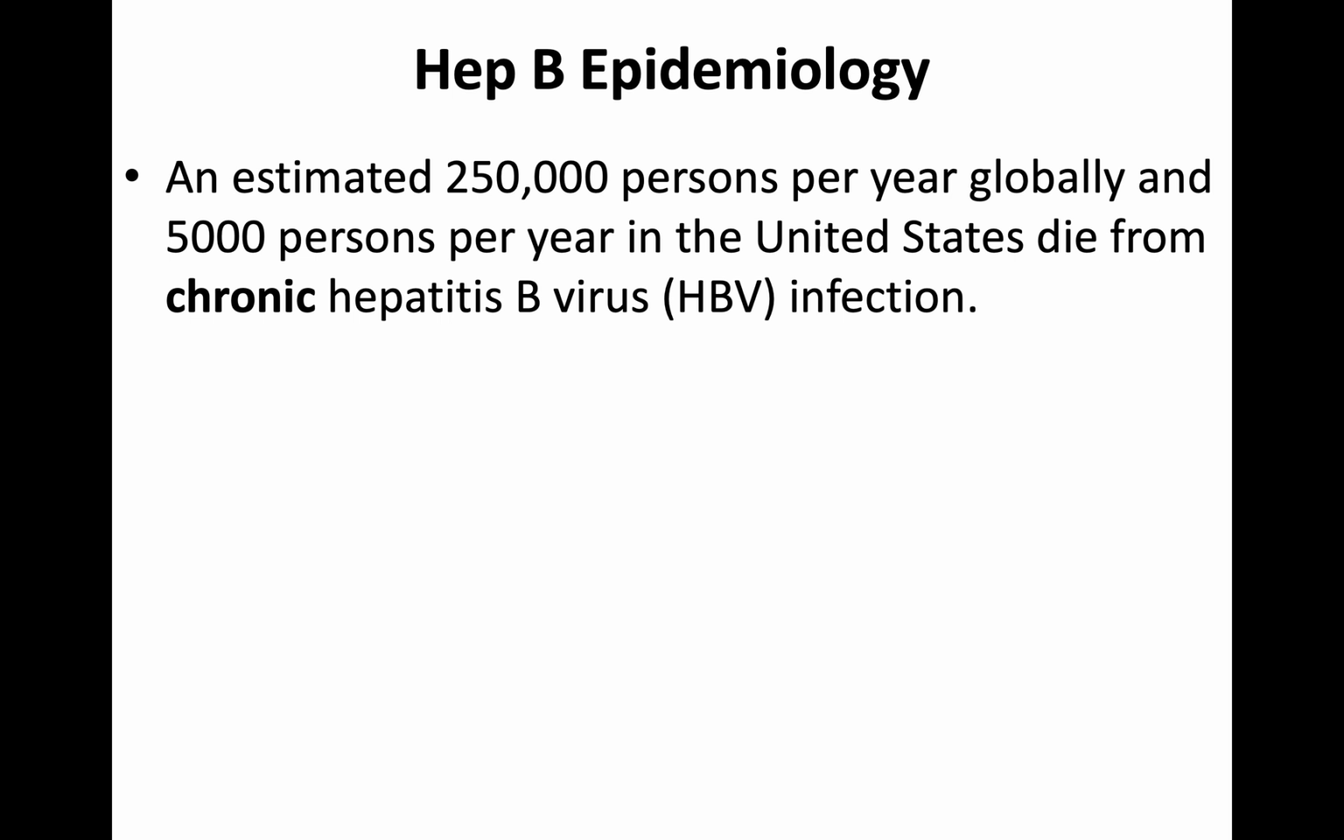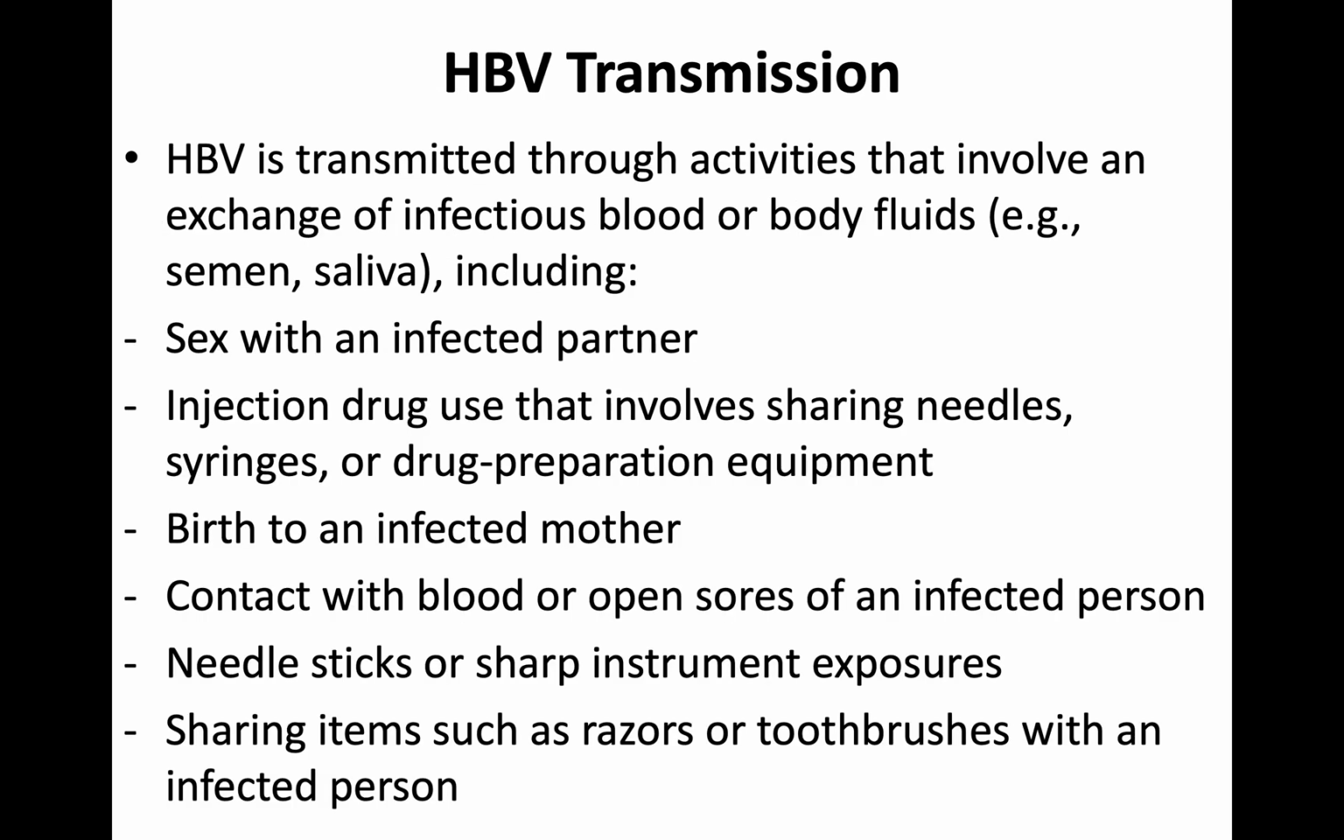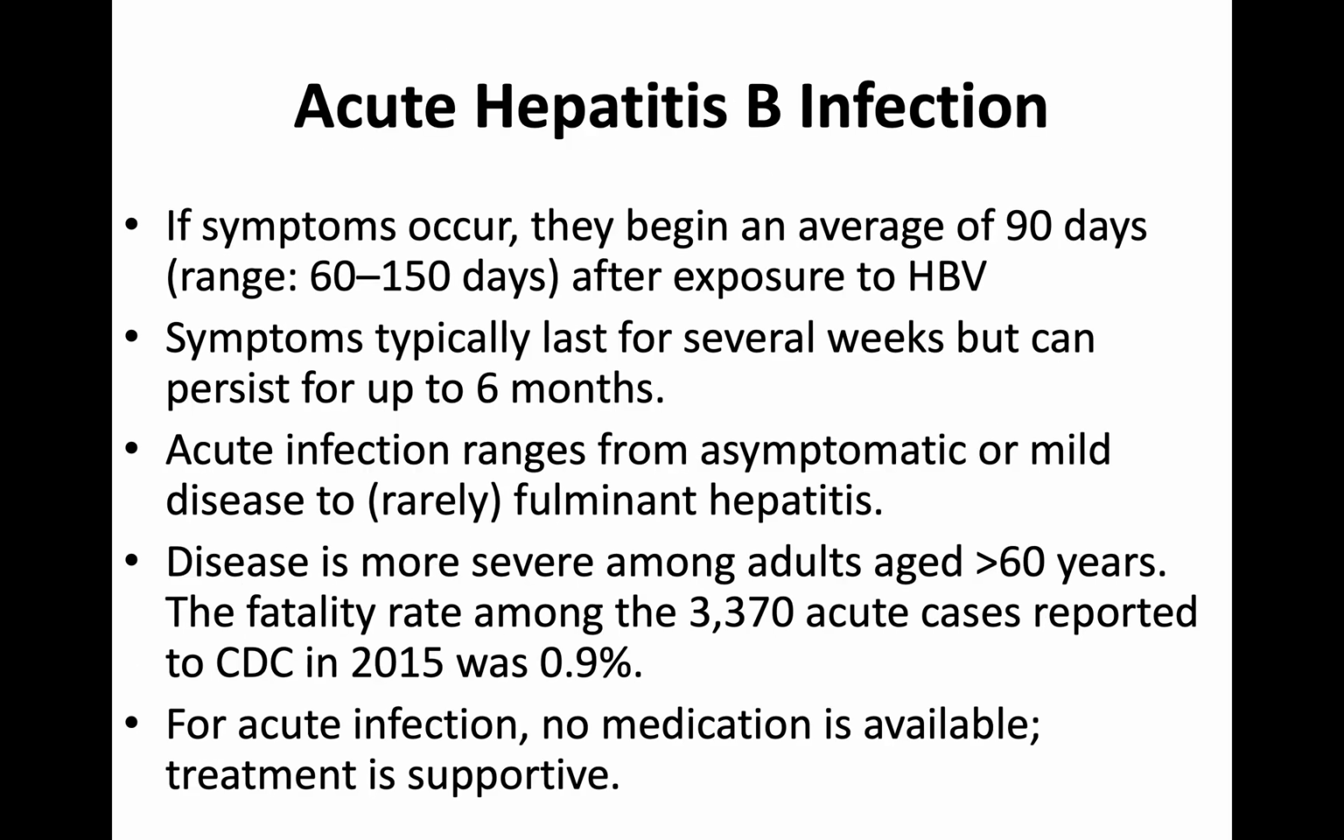So about 5,000 people per year in the US and about 250,000 people worldwide die from chronic hepatitis B each year. The transmission is through the exchange of bodily fluids, including blood, sex with an infected partner, injection involving shared needles, as well as birth to an infected mother. We talked about that earlier. Needle sticks are a common cause for healthcare workers, and sharing items such as razors can also lead to Hep B transmission. So if symptoms occur, they usually begin around 2 months after exposure.